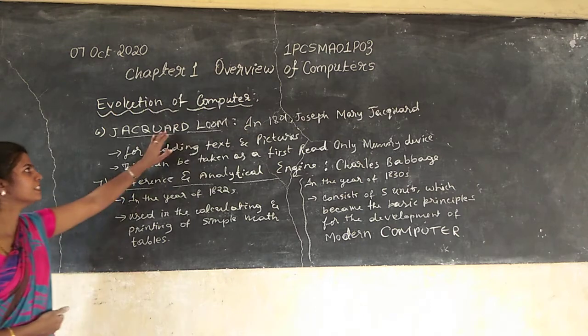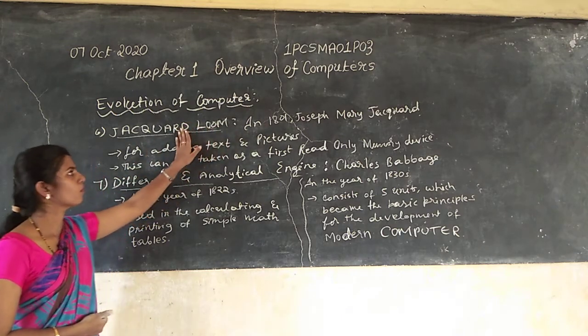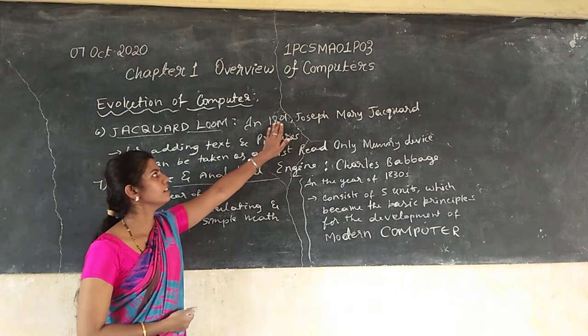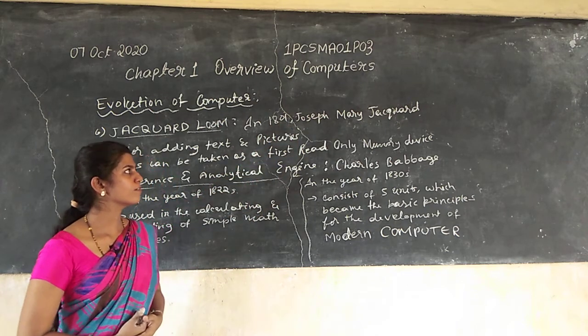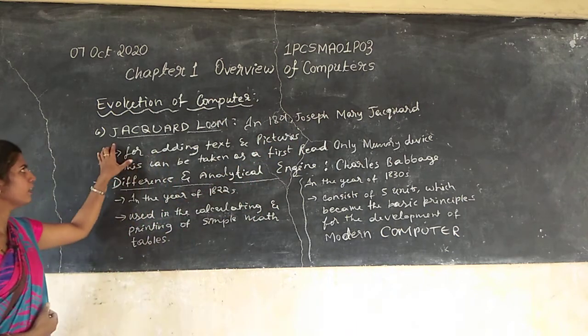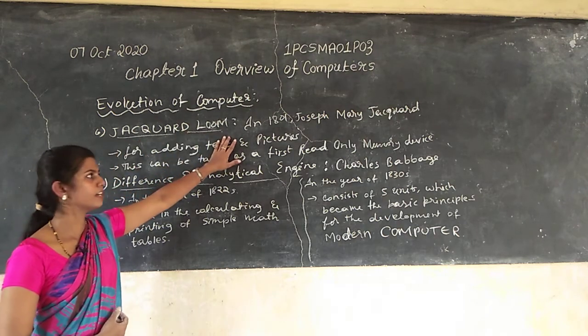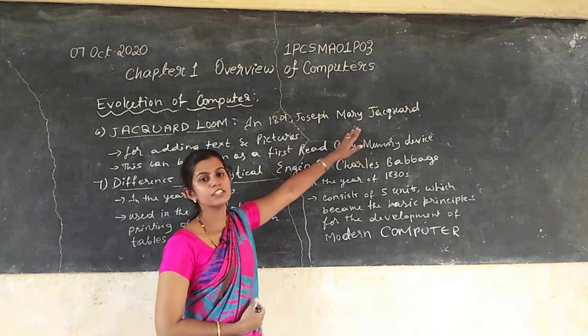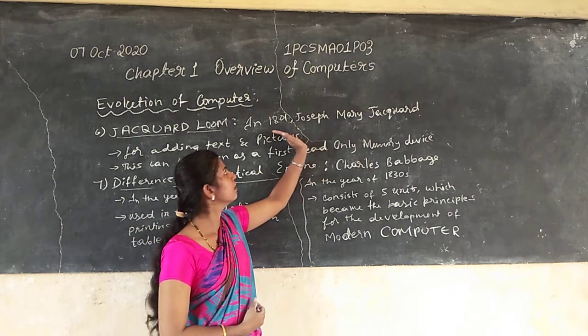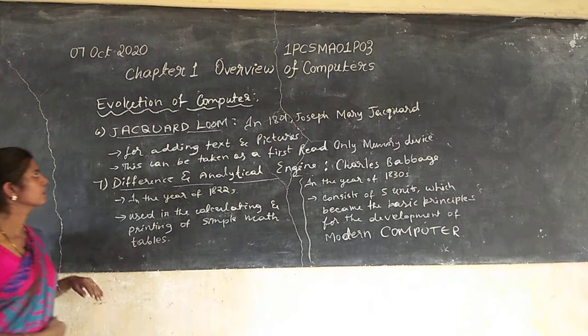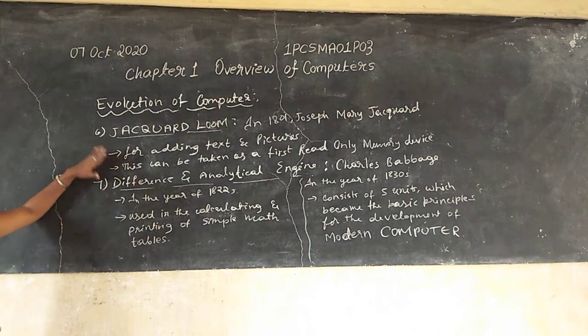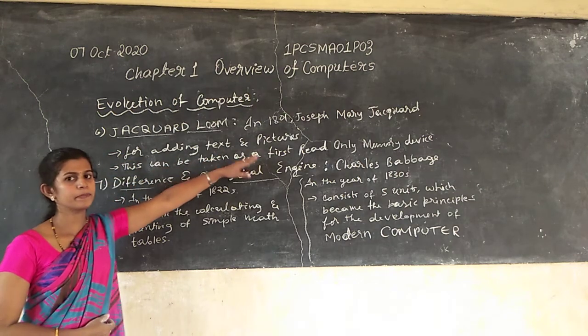Next we have Jacquard loom. In the year 1801, Joseph Marie Jacquard invented the Jacquard loom, and it is used for adding text and pictures.